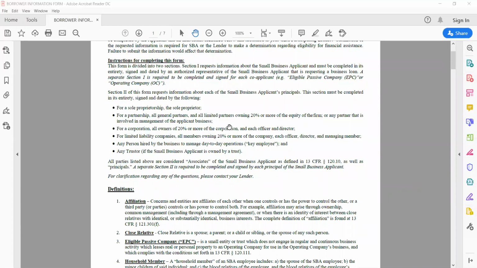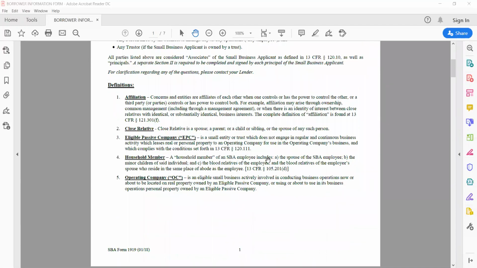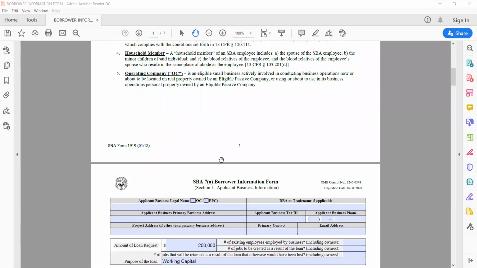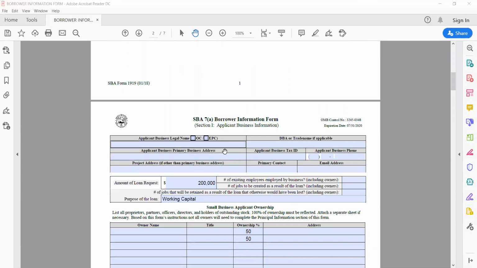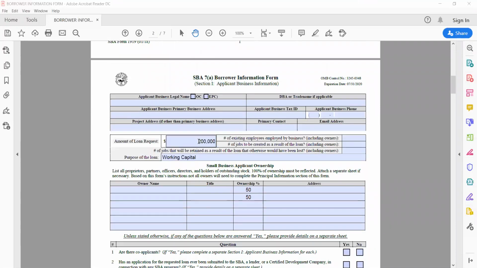Anyone with 20% or more ownership of the company is going to need to fill this out. More importantly, the SBA may ask for key employees to fill this out as well. Some definitions here that you're going to want to read through and understand. Really, page 2 is where we start filling out the information.